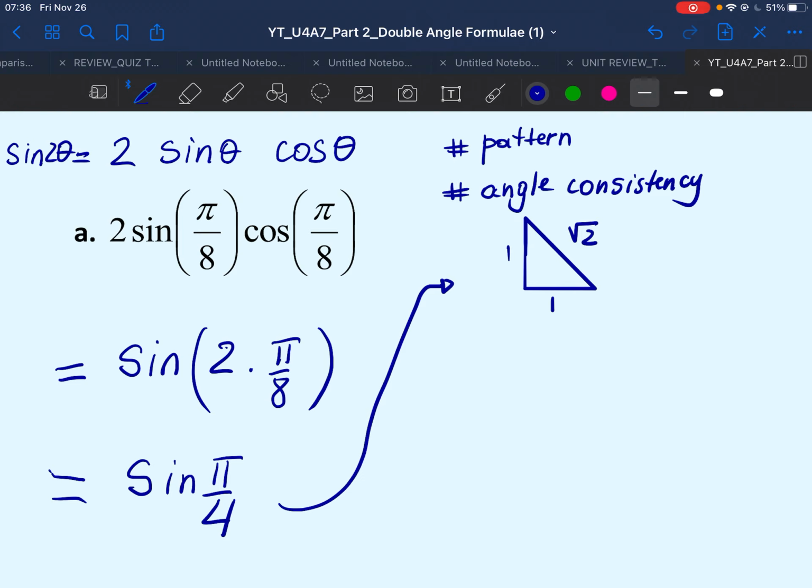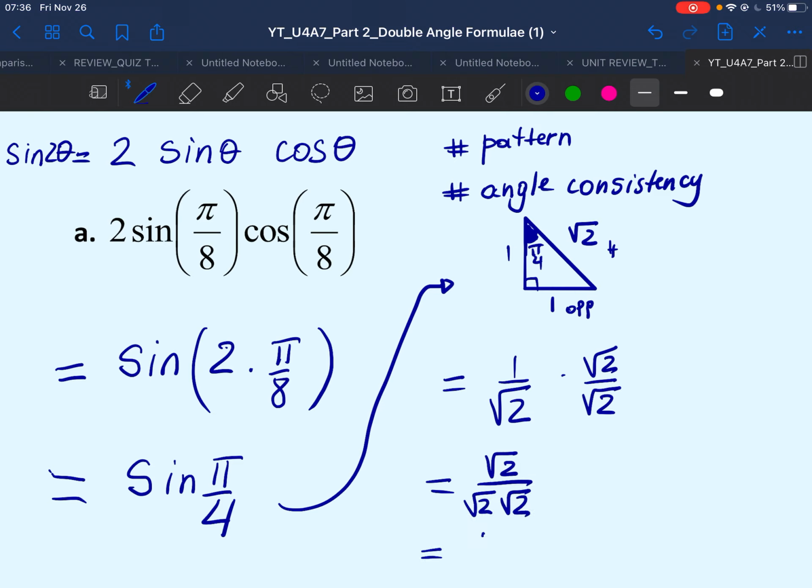So 1, 1, root 2, I hope you've memorized them by now. And sine, this is the angle pi over 4, sine will be opposite over hypotenuse, which is 1 over root 2. In a more simplified form, we use a process that we call conjugation in order to rationalize, which is considered the more simplified form of a radical expression, into root 2 over root 2 times root 2, which is simply root 2 over 2.